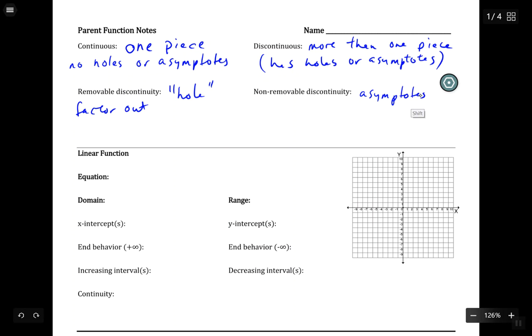And there's one other kind. It's called a jump discontinuity. That's for piecewise. Did y'all do piecewise? Okay, we'll get to it. Don't worry. When we get to piecewise, the jump discontinuity will be piecewise.